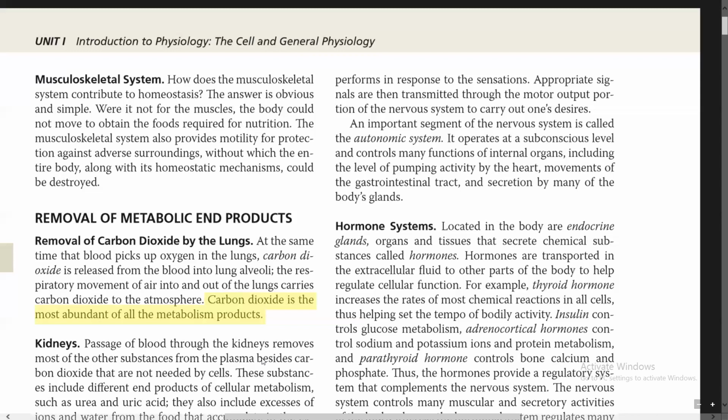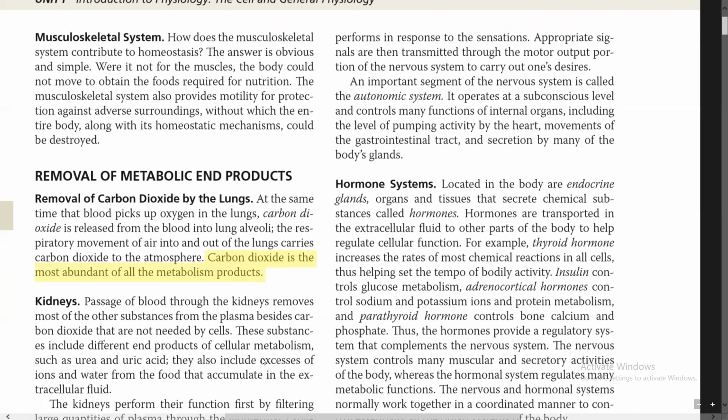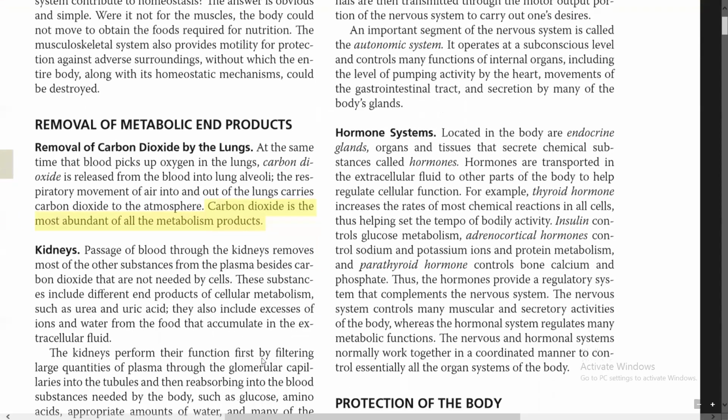An important segment of the nervous system is called the autonomic system. It operates at a subconscious level and controls many functions of internal organs, including the level of pumping activity by the heart, movement of the gastrointestinal tract, and secretion by many of the body glands. Now, there is a segment of the nervous system called the autonomic system. It is an involuntary system, which means it is not in human consciousness. It is at a subconscious level, and we cannot control this part of the nervous system. It has different functions such as pumping of the heart and movement of your gut and several other functions.